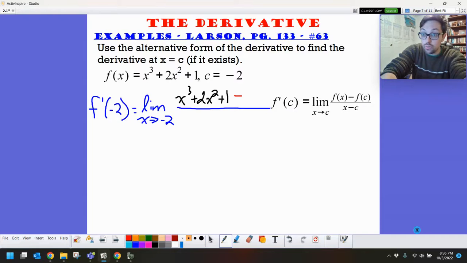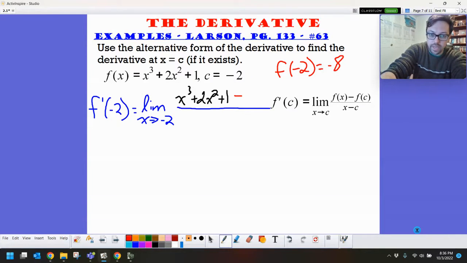Minus, I need to do what f of c is. So I'm actually going to do that off to the side. So f of -2 will equal -2 cubed, which is -8, and then 2, that'll be +8 plus 1. So that is just 1.